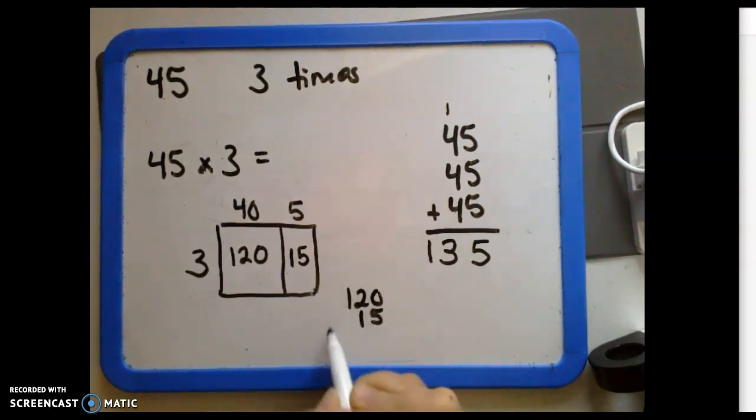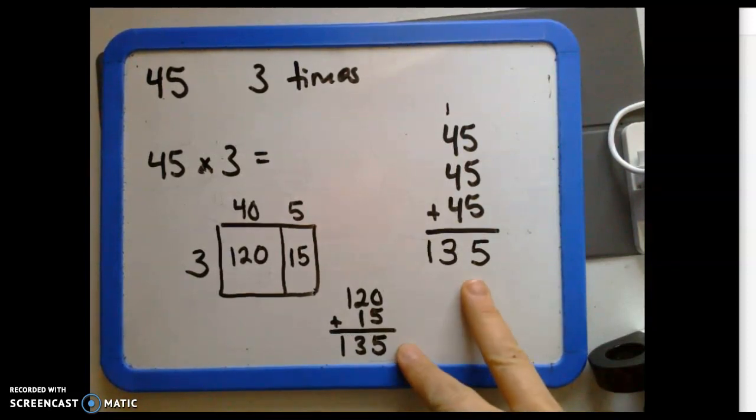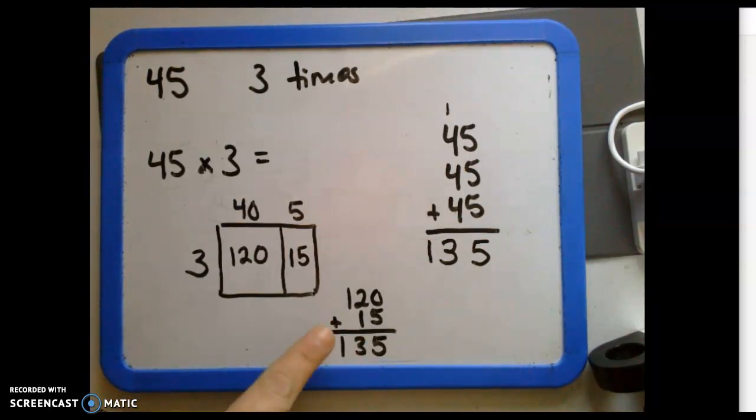120 and 15. 0 plus 5 is 5. 2 plus 1 is 3. And then I have a 1 in the hundreds place. So again, I have the same exact answer. Okay, so how much time did he play on Saturday? He played for 135 minutes.